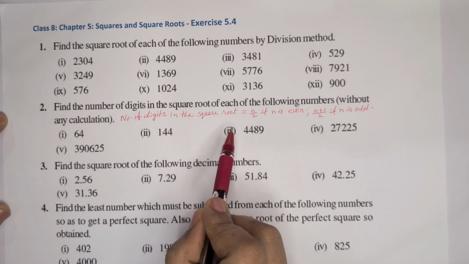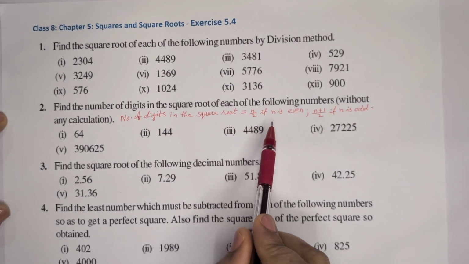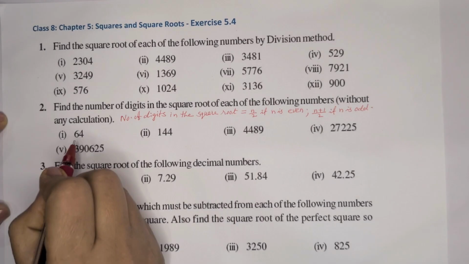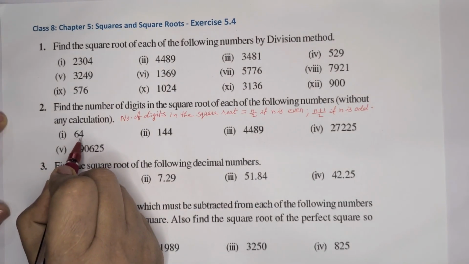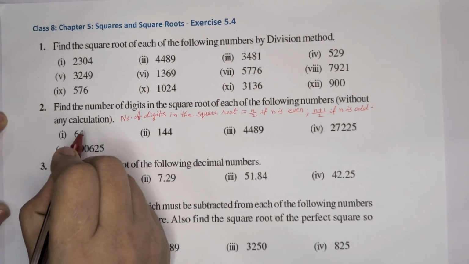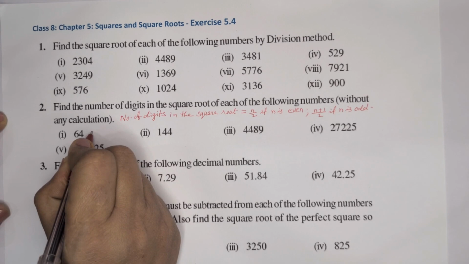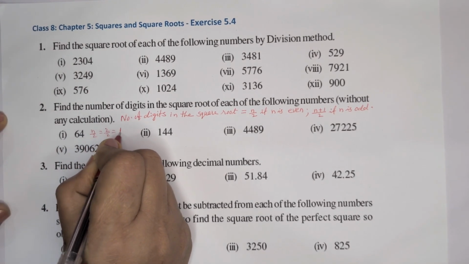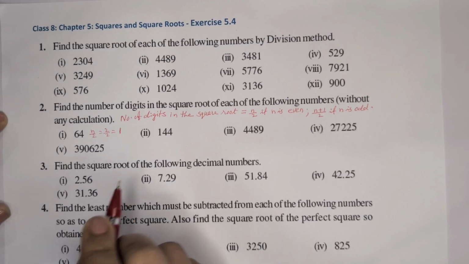The number of digits in the square root is equal to n by 2 if n is even, and (n plus 1) by 2 if n is odd. Here 2 digits are there, n is even. So n by 2, that means 2 by 2 is equal to 1 digit will be there in the square root.